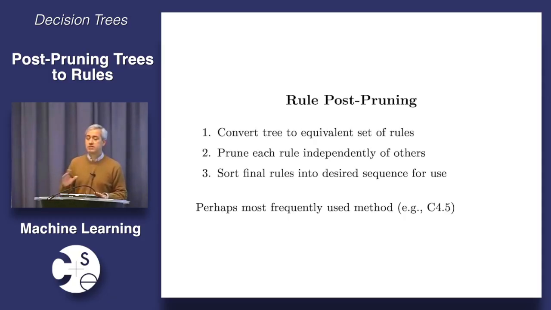So let's look at three things in turn. First of all, what is the correspondence between decision trees and sets of rules? Second, how do you prune a decision tree into a set of rules? And finally, why might that be a better idea? Okay?